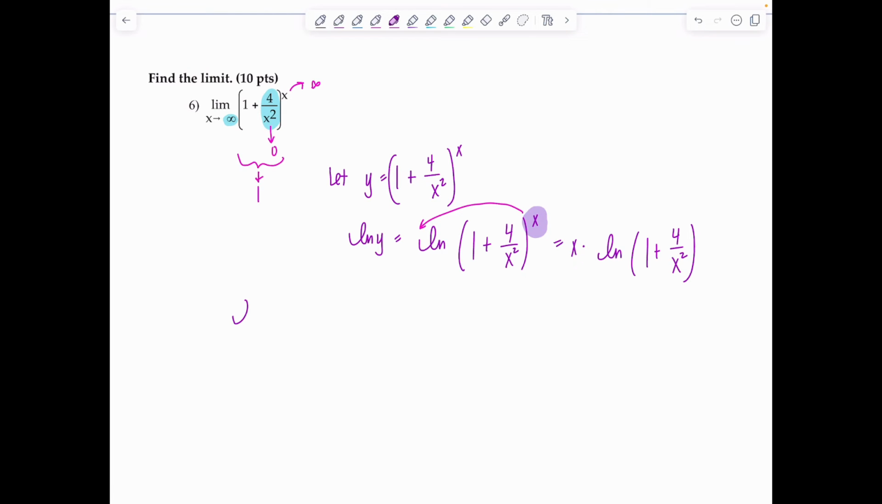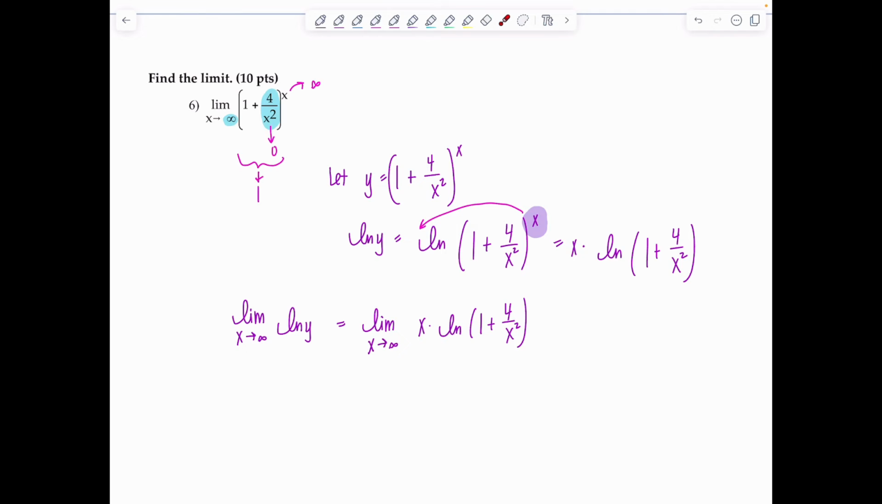and then now I'm going to take the limit as x goes to infinity of the natural log of y, which is the limit as x goes to infinity of x times natural log of (1 plus 4 over x squared). And remember, I'm trying to get it to be either 0 over 0 or infinity over infinity, so I can use L'Hopital's rule, so I need a fraction. So I'm going to force somebody into the denominator because I don't have a fraction at the moment.